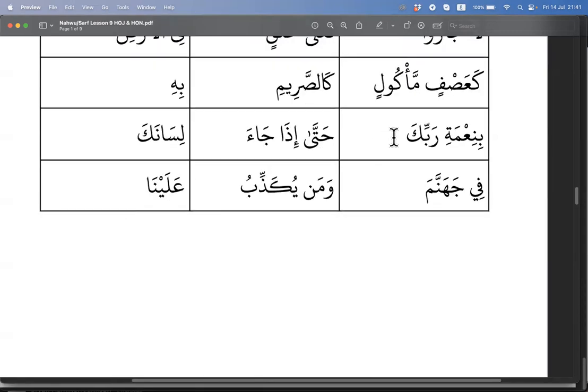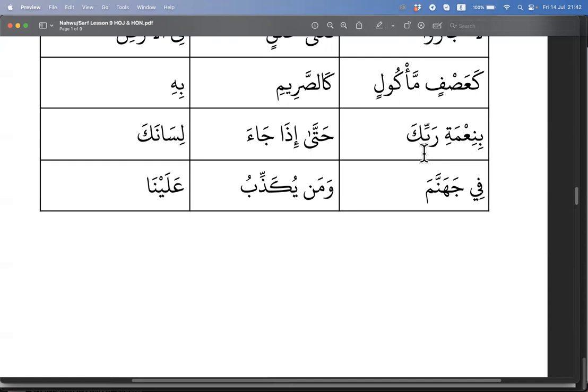Next one. Bini'mati Rabbika. B is the half of jar and ni'mati is the majrur. And then after that, Rabbi and ka. Rabbika is idafah. Yes. But the thing is, you're seeing this word on its own, and this word on its own. This is half of jar, this is the majrur. Rabbi is the mudaf, ka is the mudaf ilayhi, right? But what is the connection between ni'mati and Rabbi?